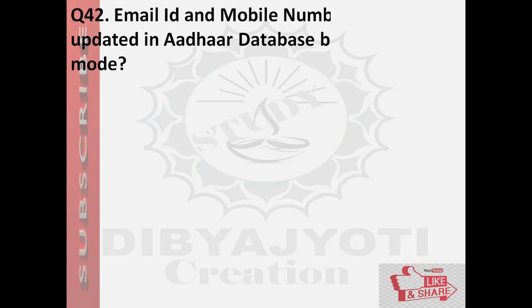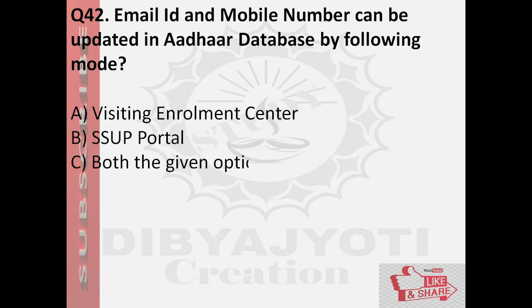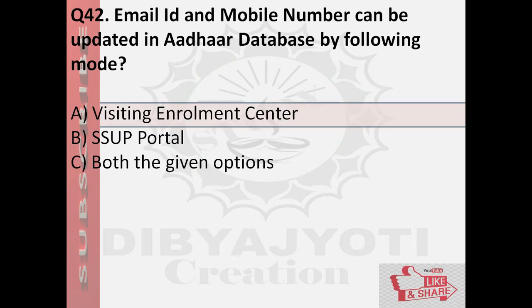Question number 42. Email ID and mobile number can be updated in Aadhaar database by following mode. Options are visiting enrollment center, SSUP portal. See both the given option. And answer is visiting enrollment center.